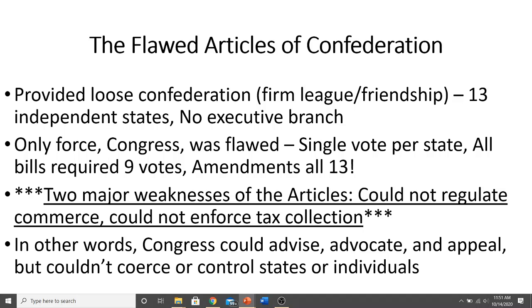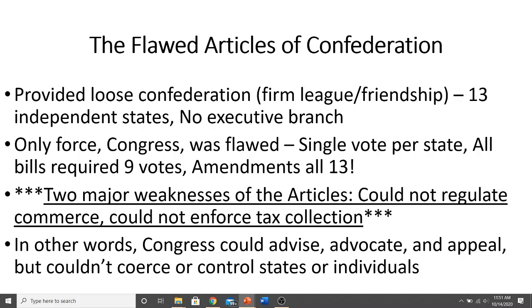The only force of this government, the Articles of Confederation, was Congress. But the problem was each state only had one vote. And if you wanted to pass a bill, 9 of the 13 states had to agree to it. And if you wanted to amend the Articles of Confederation, you had to have unanimous support from all the states. So consider today, to pass a law, you have 2 bodies in Congress, and you only need a majority, so over 50% in both houses. That is much smaller than the 9 votes.